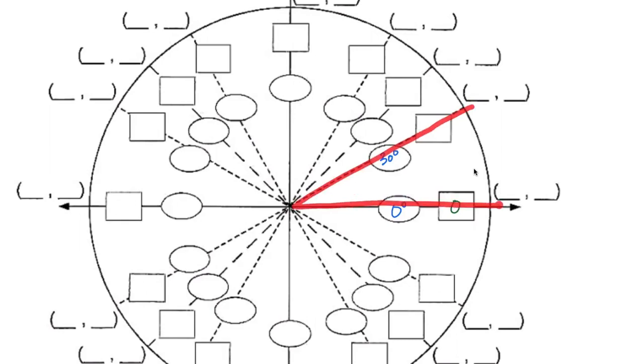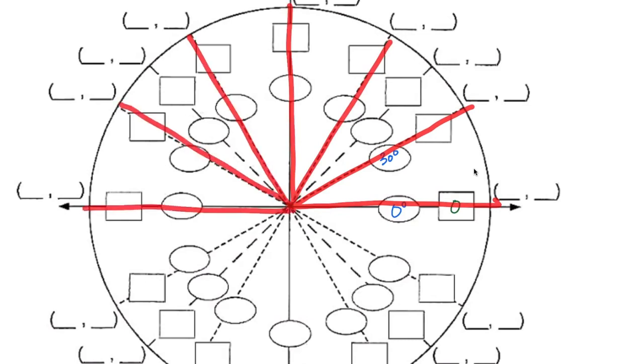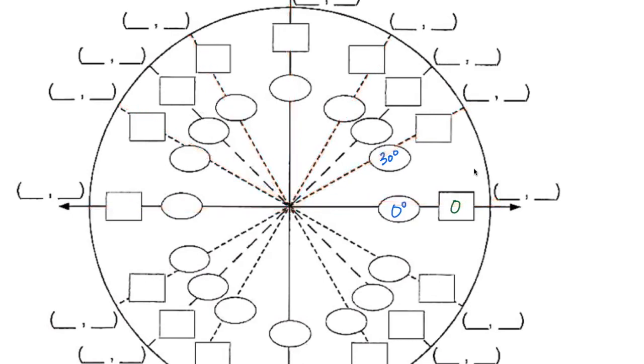This looks like it's going to be 6 pieces to make up the top half, right? 2, 3, 4, 5, 6. So 30 degrees in radians, we would say is pi over 6. Anyone tell me what 45 degrees is in radians?